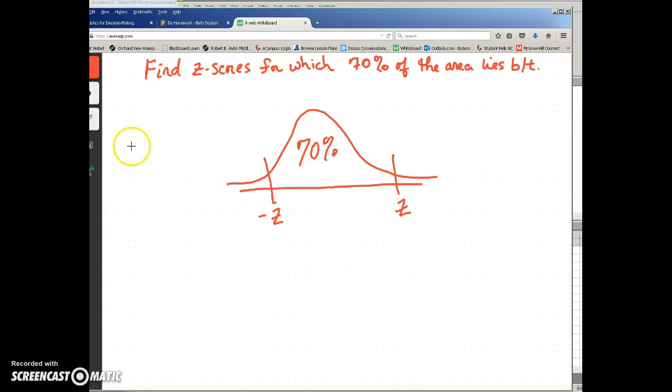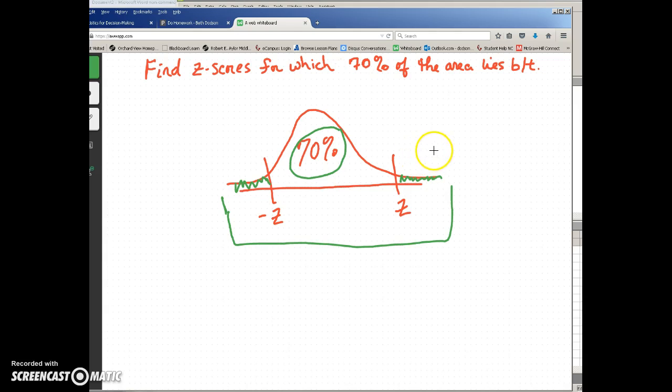So I know this whole thing, let me change colors here for no other reason than just because I can, I know this whole thing right here is 100%. And I know that right here is 70%. So that tells me that in these tails, I must be taking up 30%. All right, because 30% and 70% makes 100%.